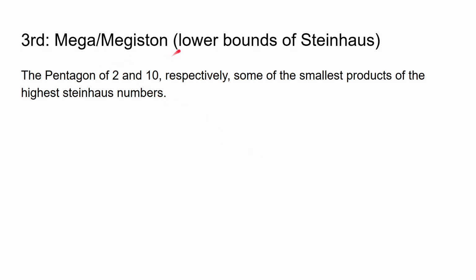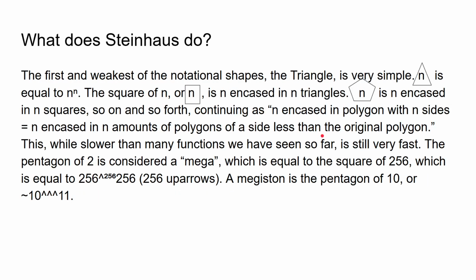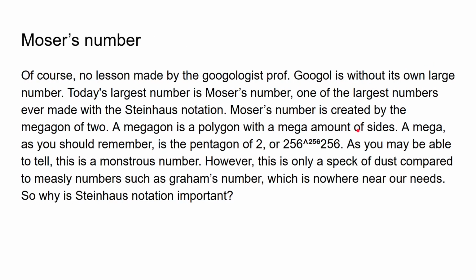Third is the mega or the megiston. Both of them, I decided to put on the same slide. Pentagon of 2 and 10 respectively. It is some of the smallest of the highest Steinhaus numbers. And by Steinhaus numbers, I mean the numbers created by Steinhaus notation, especially pentagons, because squares and triangles are almost never used.